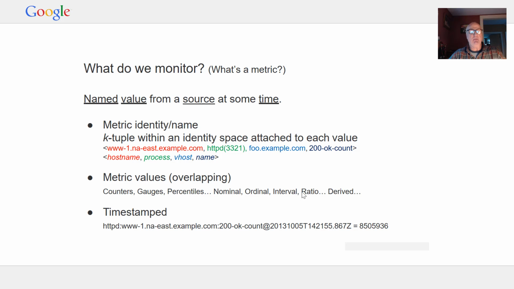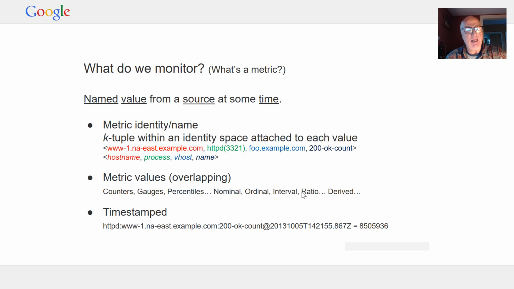So what do we monitor? This is one of the key points. So what's a metric in this case? It's a named value from a source, from a device at a time. So you've got to have a value that you're representing that has a source that tells you where it's from, and a time. So here are some metrics that he's got here.